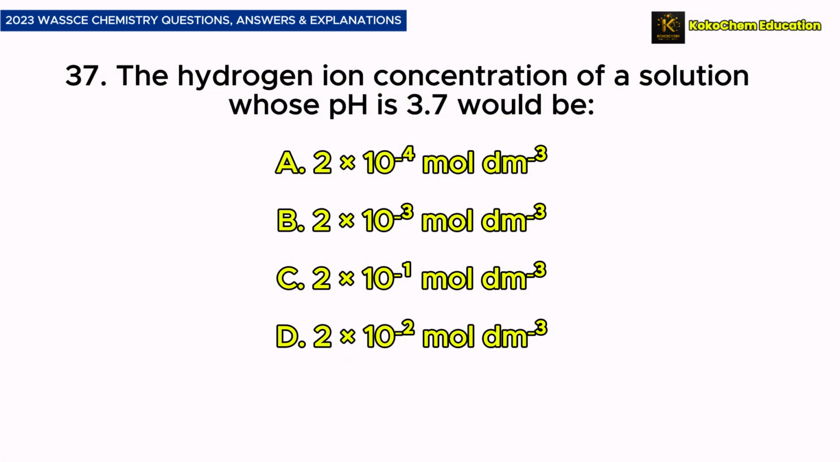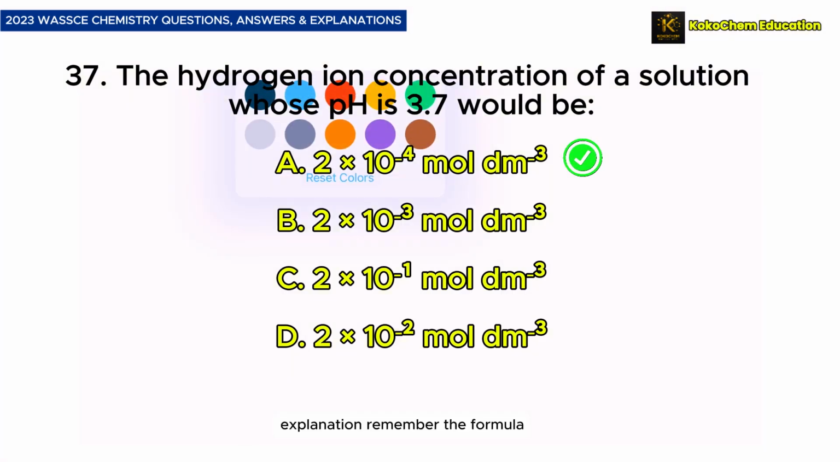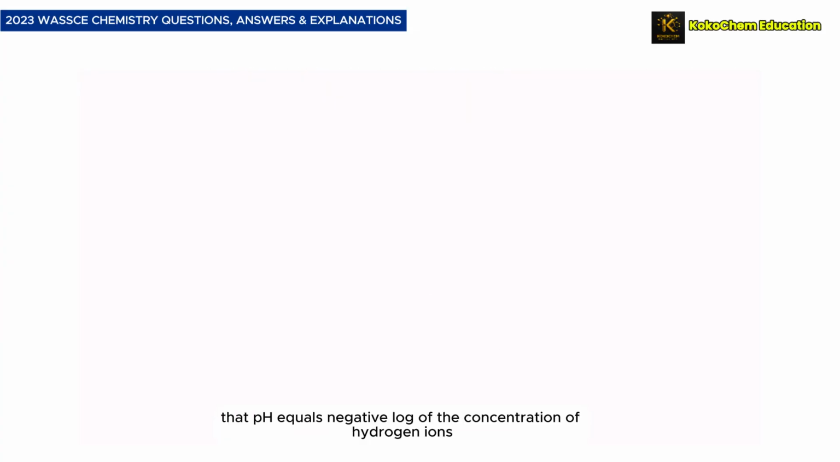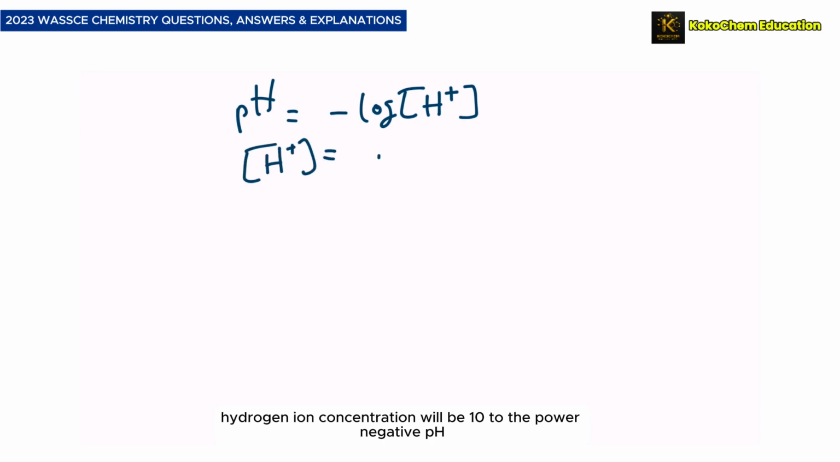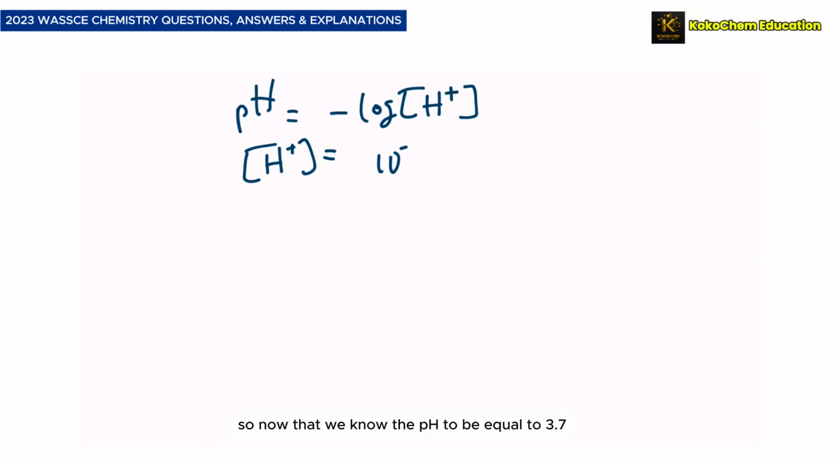The correct answer is A. 2 times 10 to the power negative 4 mole per dm cubed. Explanation. Remember the formula that pH equals negative log of the concentration of hydrogen ions. So that means hydrogen ion concentration will be 10 to the power negative pH.